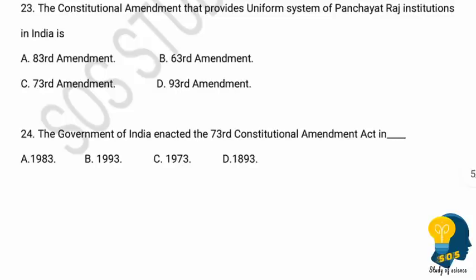The Government of India enacted the 73rd Constitutional Amendment Act in, and the options are A. 1983, B. 1993, C. 1973, D. 1893. And the right answer is B. 1993.